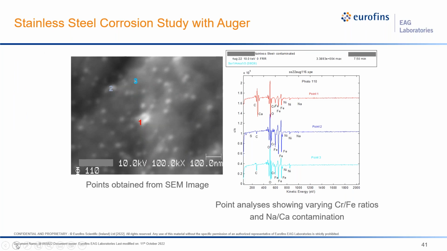The first example includes the analysis of corrosion spots on a stainless steel part. In the SEM image on the left of the slide, you see 3 locations were selected, and the survey scans, red, blue, and cyan, were obtained from those locations. The survey scans, in addition to varying chrome and iron ratios, also show some sodium and calcium contamination.